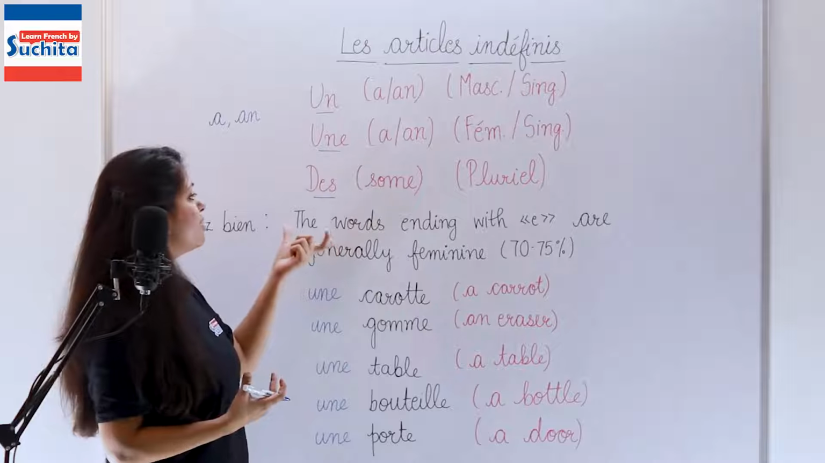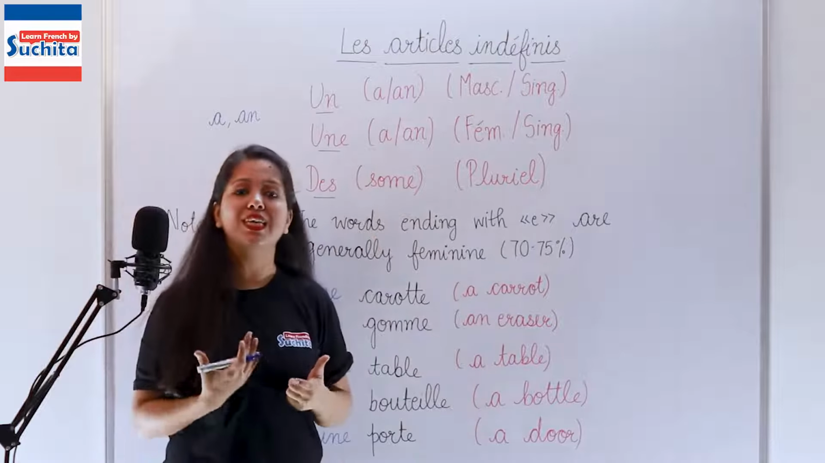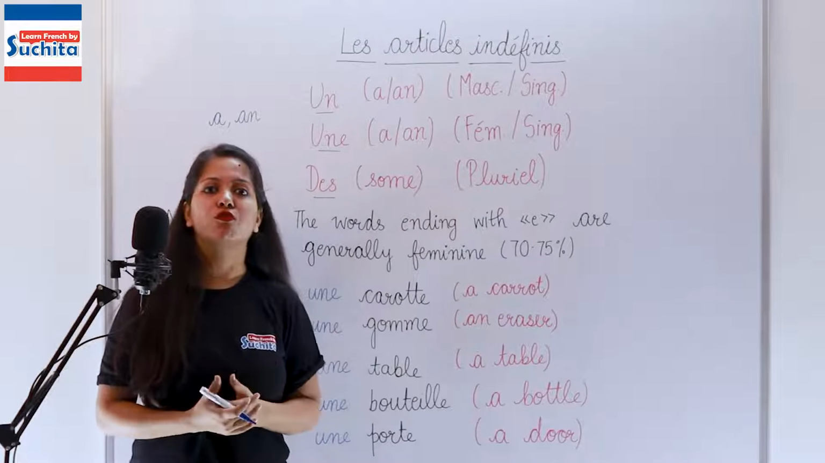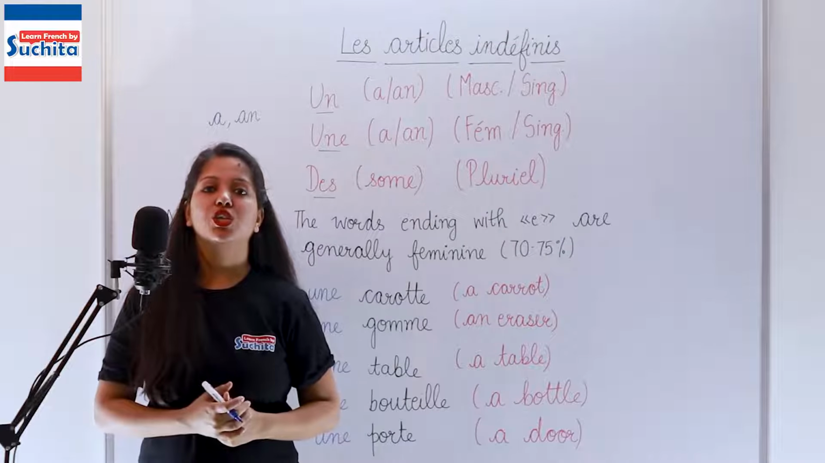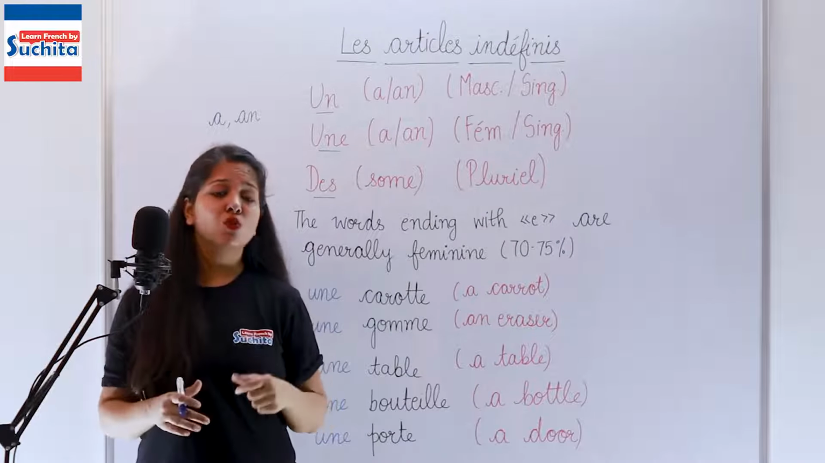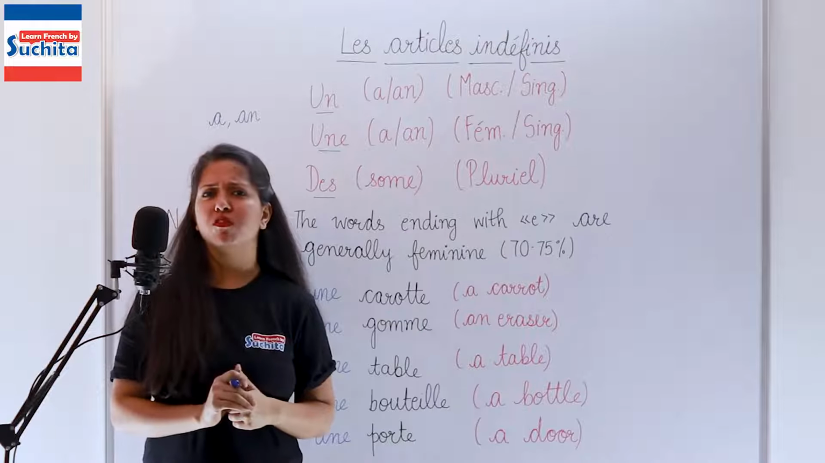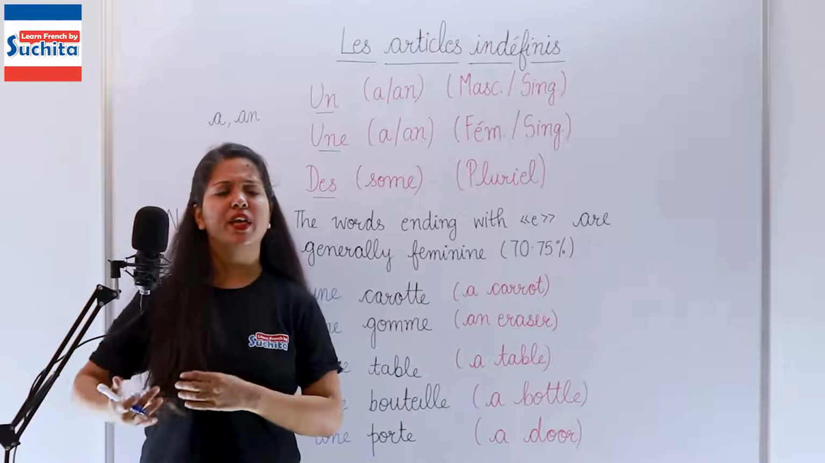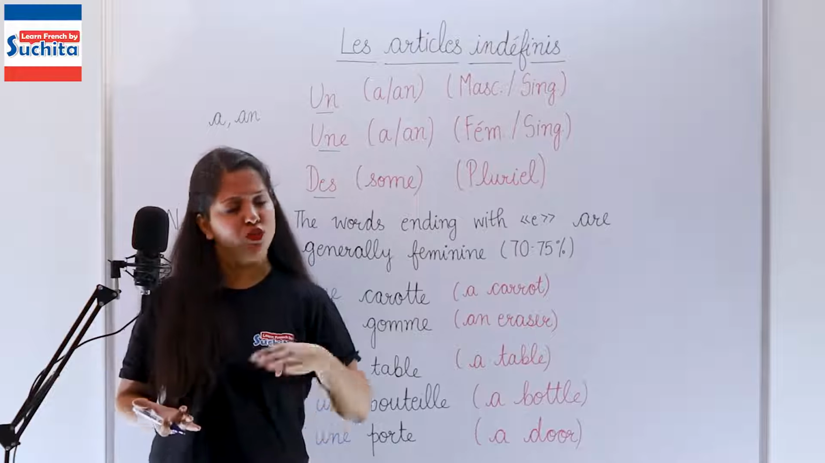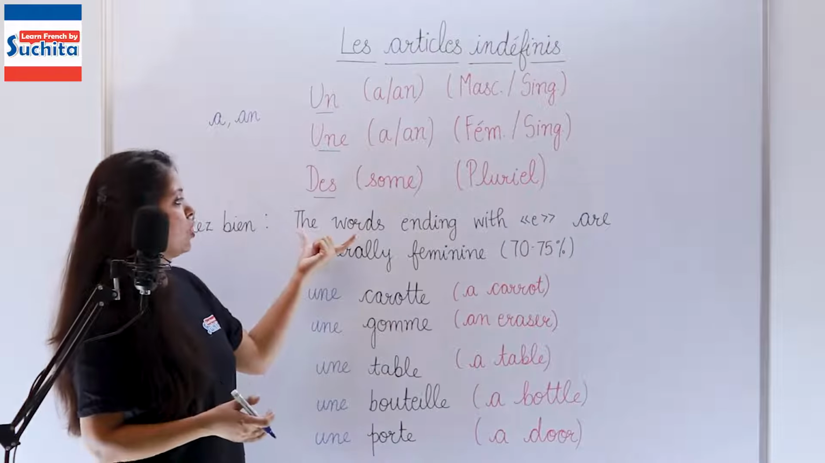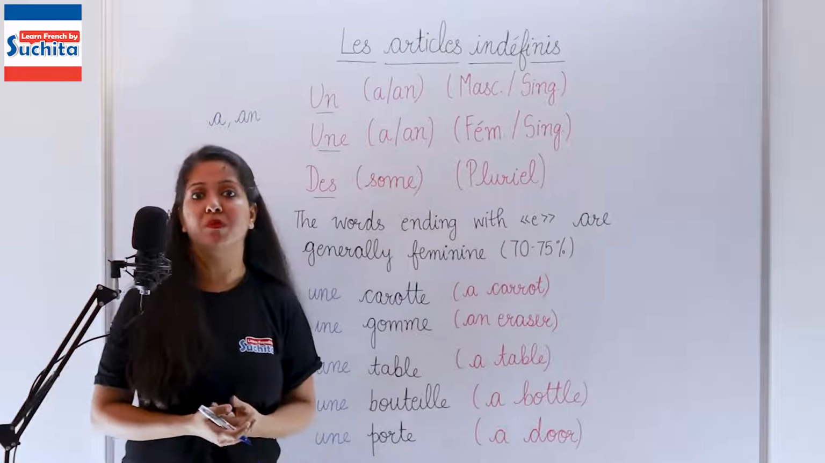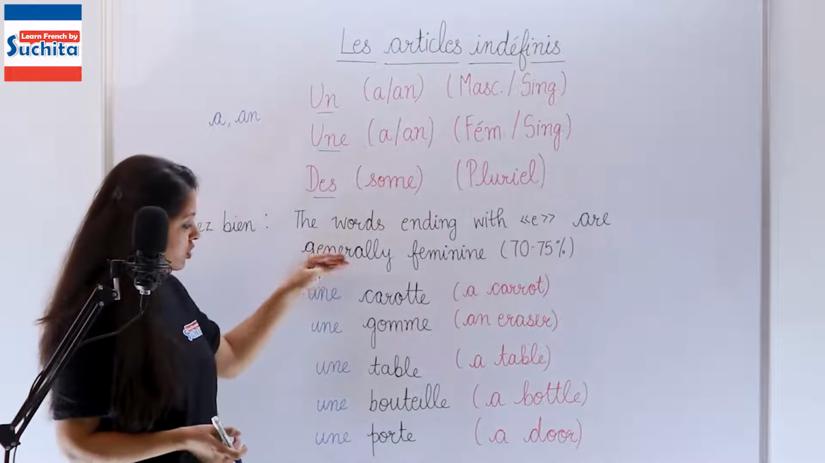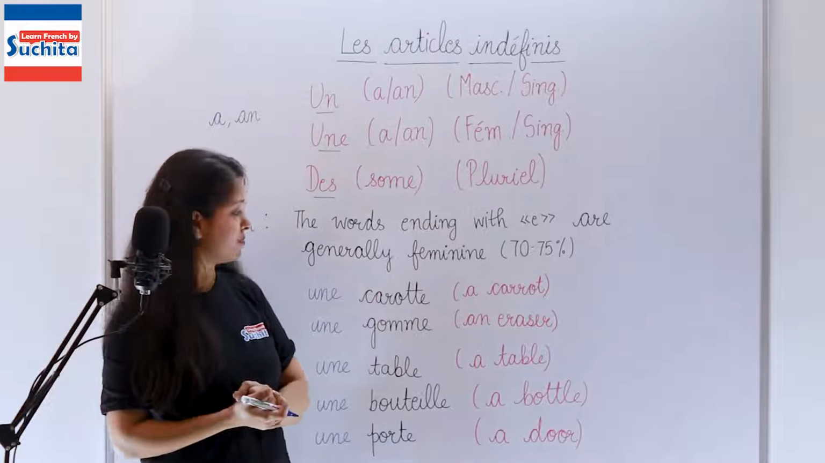So the general rule is the words which end with E are generally feminine. This rule applies to 70 to 75% of the cases. However, 20 to 25% of cases are exceptions, which we will also learn. So the words which end with E are generally feminine. Okay, so now here I have quoted certain examples.